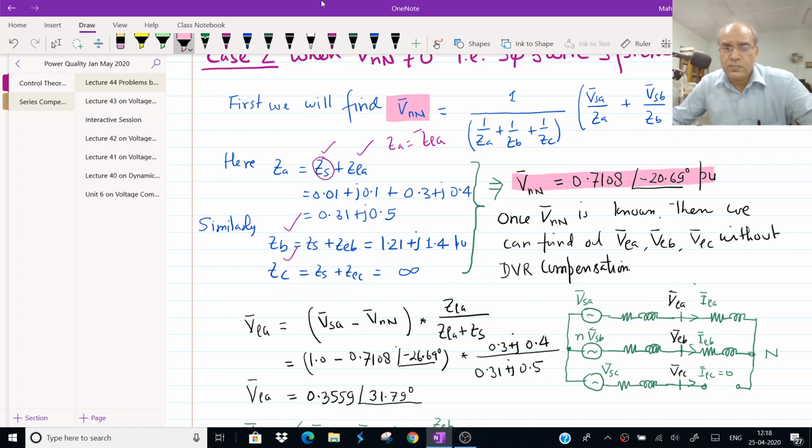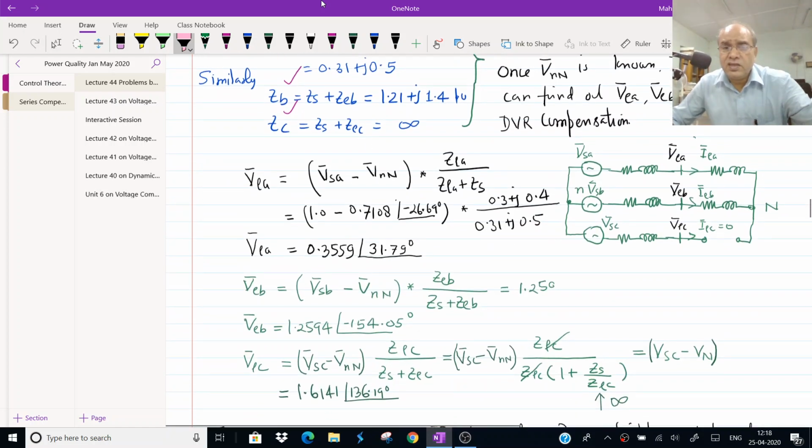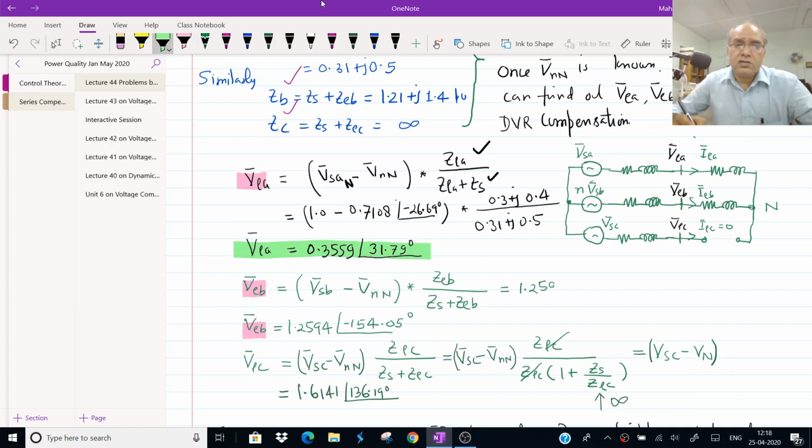Quite a significant voltage. And once we know this voltage, then we can find out VLA, VLB and VLC, which is nothing but VSA with respect to N, minus VNN into ZLA by ZLA plus ZS. Now once we substitute these values, we can find the value of VLA is nothing but 0.3559 angle of 31.79.